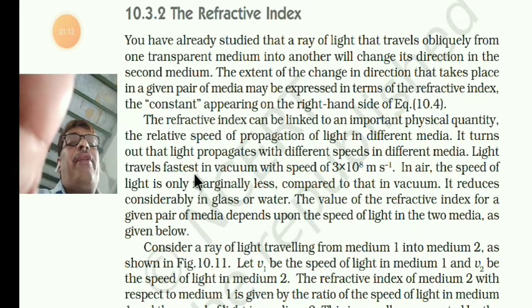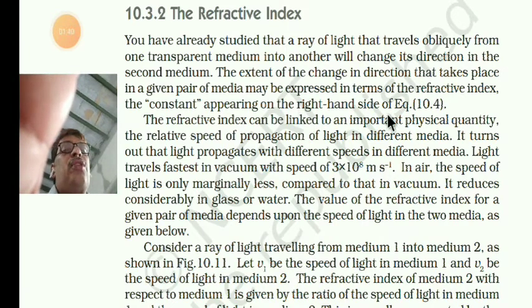Light travels fastest in vacuum with a speed of, this is very important, 3 multiplied by 10 raised to 8 meter per second. In air, the speed of light is only marginally less. So you can say vacuum and air both are the same, 3 multiplied by 10 raised to 8 meter per second. But compared to that in vacuum, it reduces considerably in glass and water. So if we are asked the speed of light, you can say 3 multiplied by 10 raised to 8 meter per second, in vacuum as well as air.